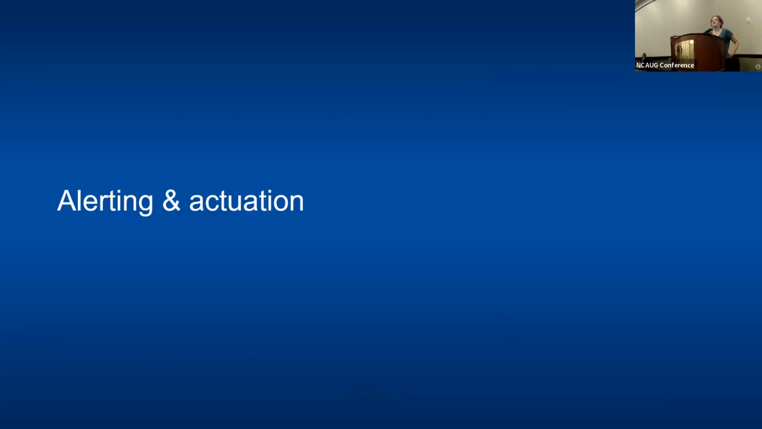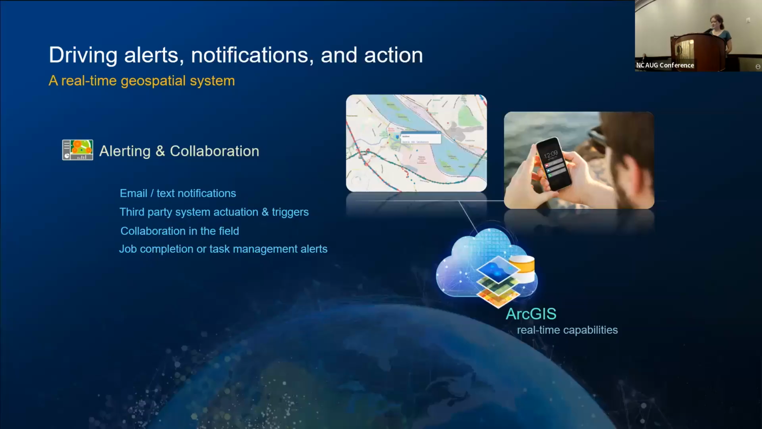All right, now one thing that we've obviously alluded to a couple times throughout all of this with the real-time analytics is that they can be used to perform alerting. So we'll spend a few minutes sharing a little bit more about that. Alerting, actuation, and collaboration are really fundamental needs for a lot of real-time use cases. We talk about this often as the system of engagement in real-time GIS.